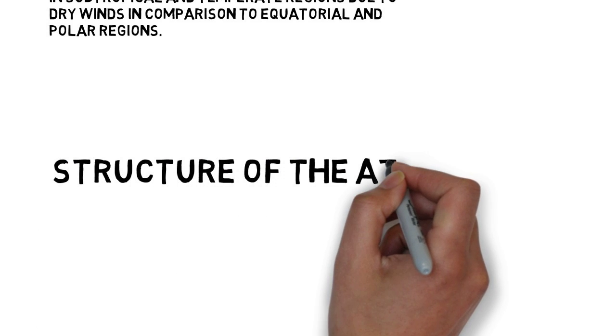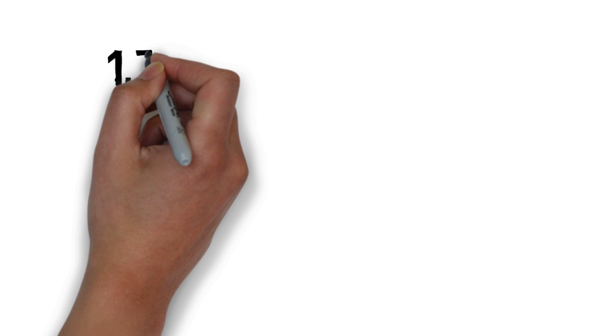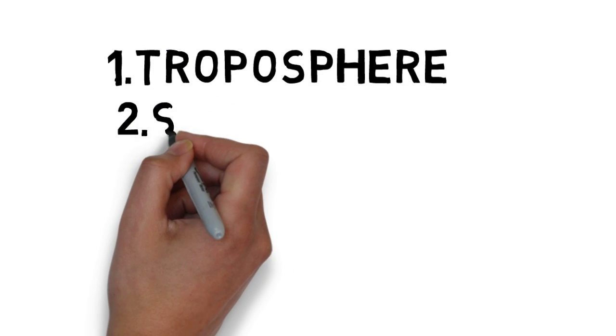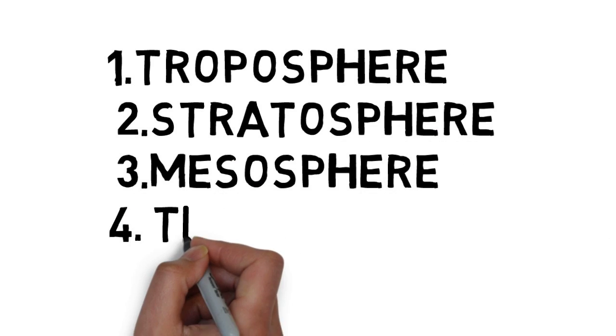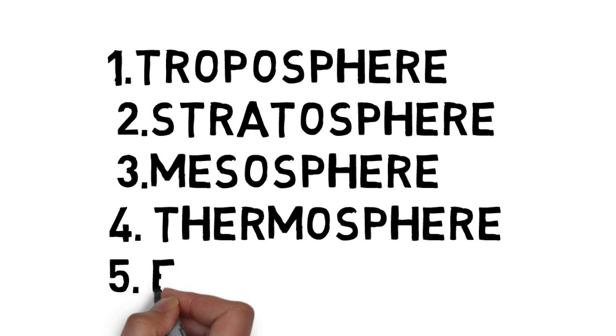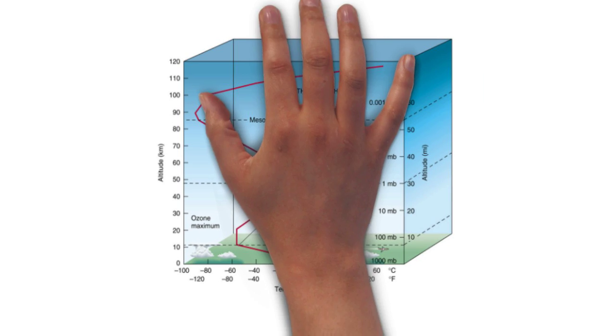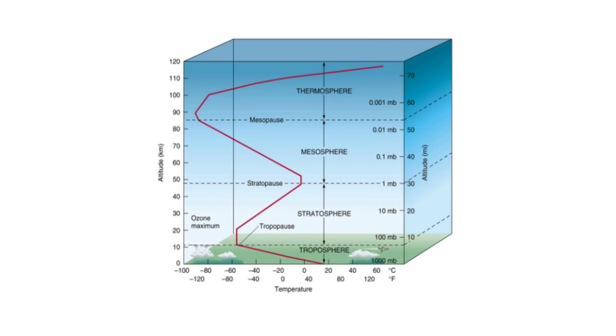Now let us move to the structure of the atmosphere. The atmosphere is divided into 5 layers. These are troposphere, stratosphere, mesosphere, thermosphere and exosphere. This image here shows the vertical arrangement of the different layers of the atmosphere.